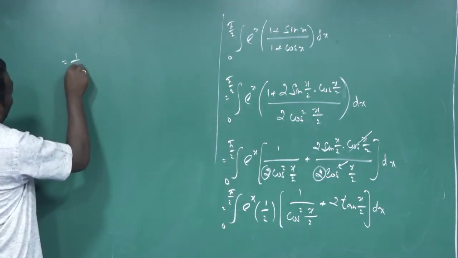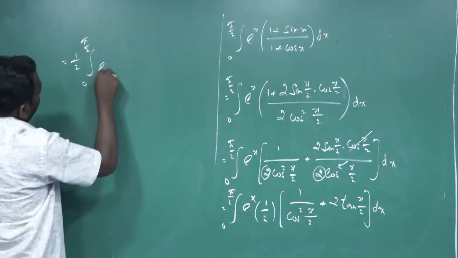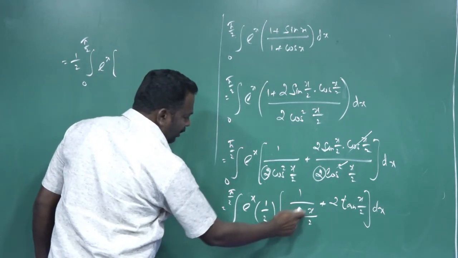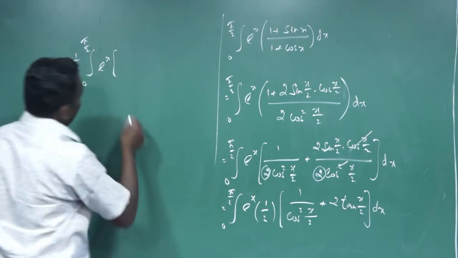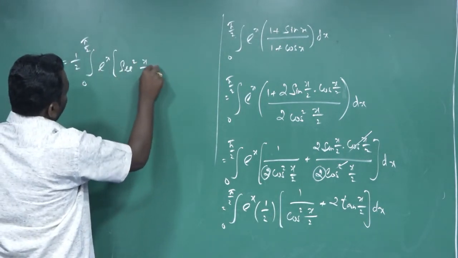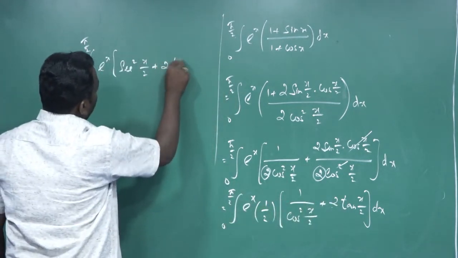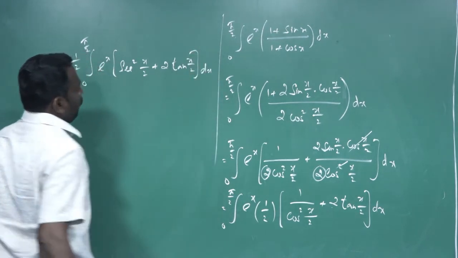Now keep this 1/2 outside. That is equal to 1/2 times the integral from 0 to π/2 of e^x within the bracket 1/cos²(x/2). 1/cos equals secant, therefore sec²(x/2) plus 2 tan(x/2), dx.